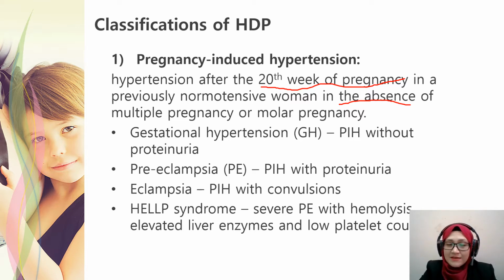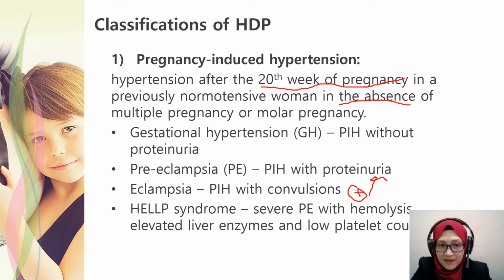Eclampsia is when the pregnancy-induced hypertension occurs with convulsion, in which the woman has seizure, plus proteinuria actually. And also another one is HELLP syndrome. We will look further at the HELLP syndrome. It is more of a severe complication of pregnancy-induced hypertension.